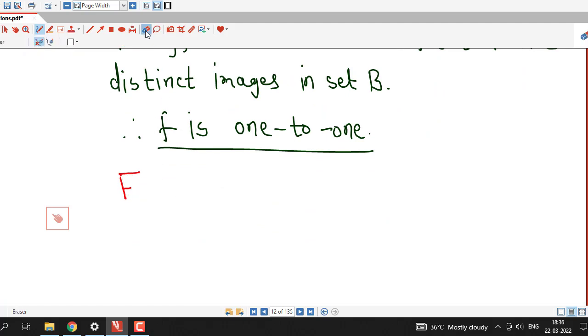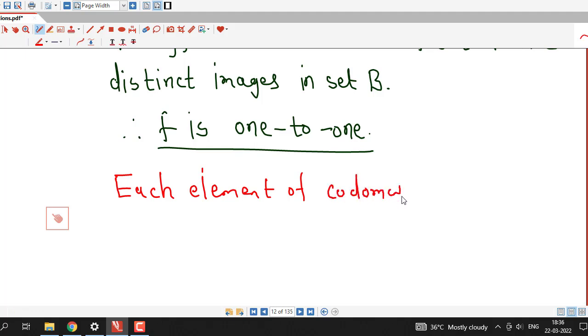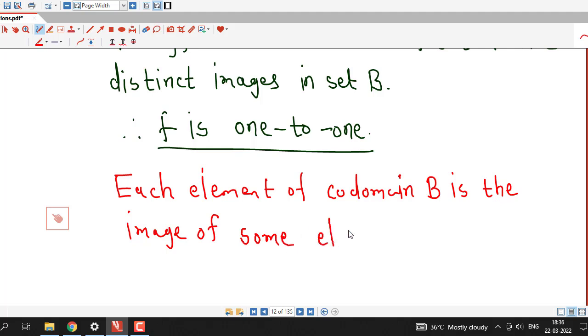So we can write it this way: each element of the codomain, which we have denoted by B, is the image of some element of the domain, which is denoted by set A.